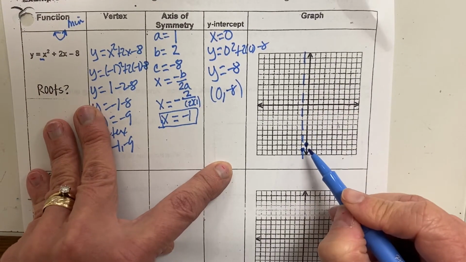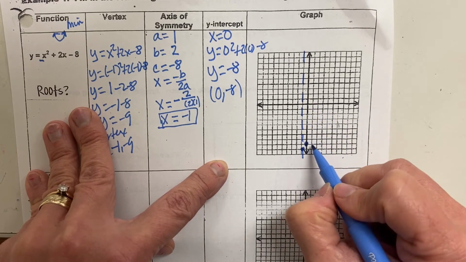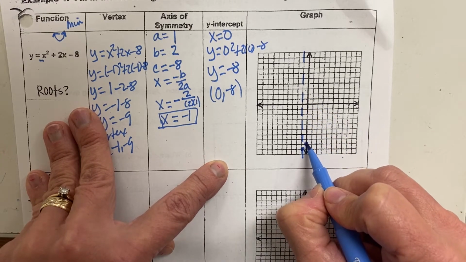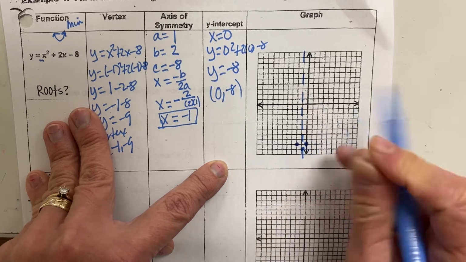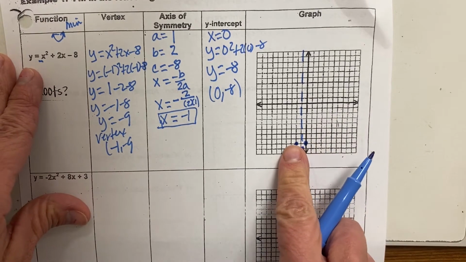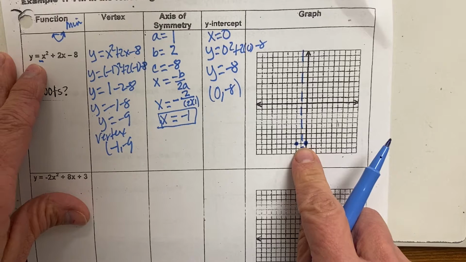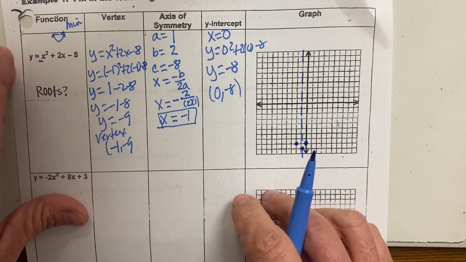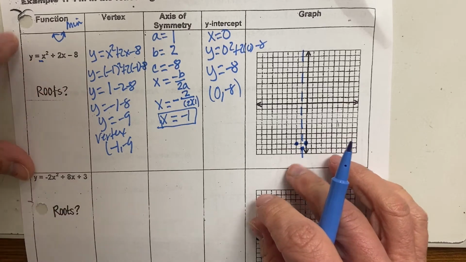This axis of symmetry divides my parabola into equal distances. And so if this point is 1 unit away from my axis of symmetry, then I know I have another point that is going to be 1 to the left. If this is 1 to the right, then I have one that is going to be 1 to the left, equal. And so now I'm going to see if I can factor this, and I can find my roots.